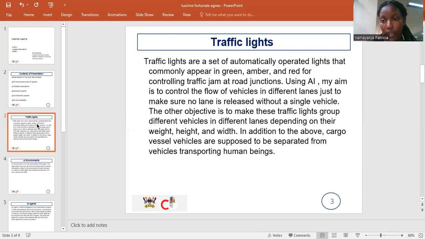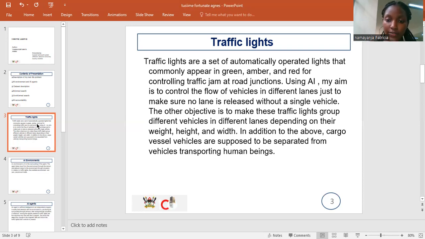So using artificial intelligence, my aim is to control the flow of vehicles in different lanes, just to make sure no lane is released without a single vehicle, because that would lead to wastage of time and resources.